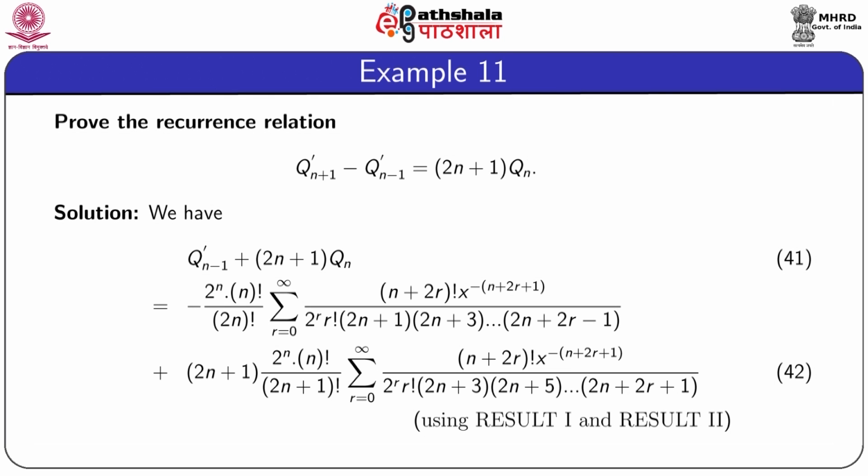The first example, we have to show that q dash n plus 1 minus q dash n minus 1 is equal to 2 n plus 1 q n. We take q dash n minus 1 plus 2 n plus 1 q n, where we substitute the values of q dash n minus 1 and q n from result 1 and result 2. And if you do that, you will get equation number 42.